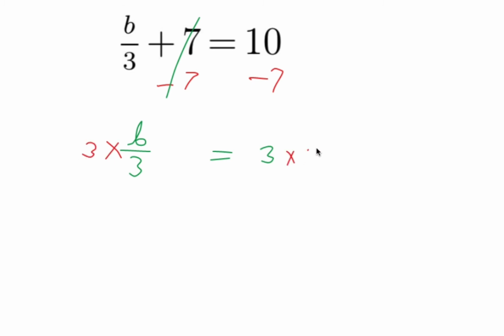Okay, so what is the b value? This 3 is cancelled by 3, just b, and 3 times 3 is 9. So what is the b value? B value is 9. You can check whether your answer is correct or not.